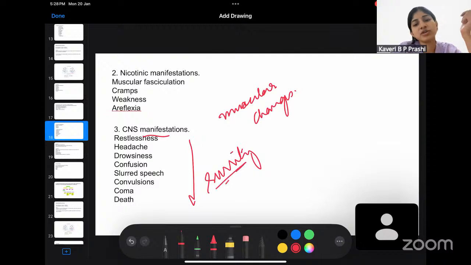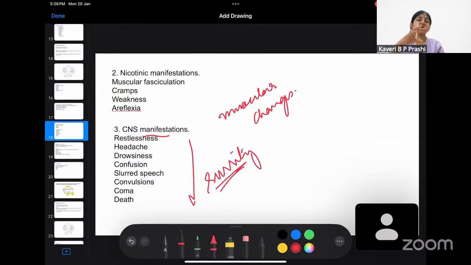So whenever you have to write about symptoms, now imagine for a question, you know that almost every symptom of CNS is present. Then how do you remember? Always start with the mild one, when the person is active, cooperative, conscious, everything. So he could be restless that time, he could have headache, he could be slightly drowsy. All these happen when the person is in a stable condition.